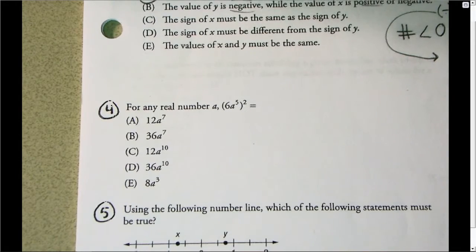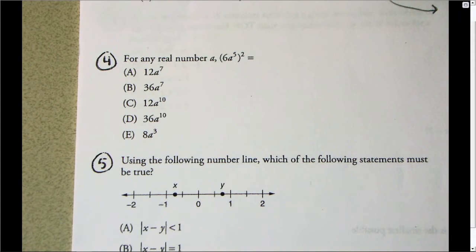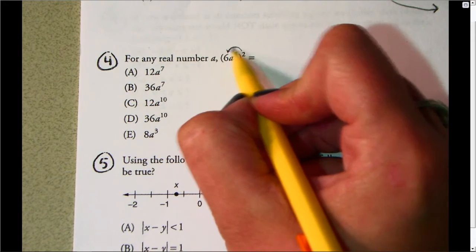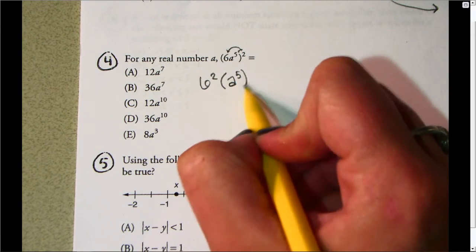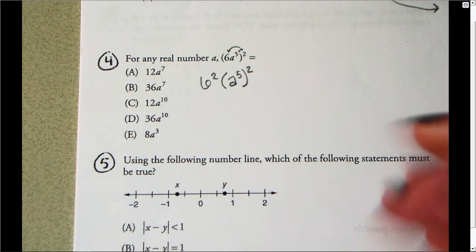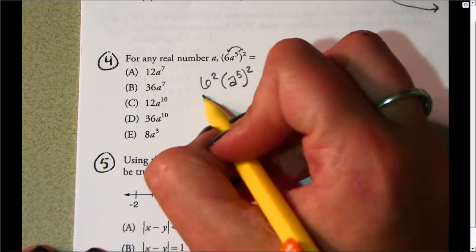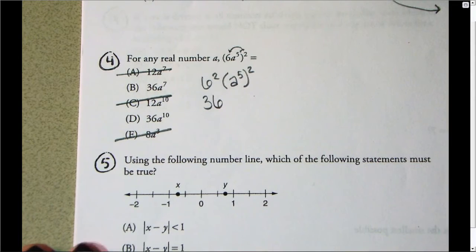Number 4, for any real number a, solve or simplify (6a^5)^2. This is a great rule. So what we're going to do is distribute the 2. Remember, you are allowed to distribute the 2 because we're not adding or subtracting anything inside those parentheses. If we are, you can't do that. So 6 squared is 36, and I'm going to stop here. I can immediately cross out those 3.